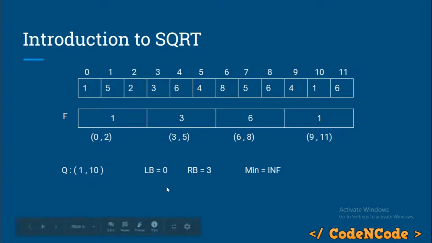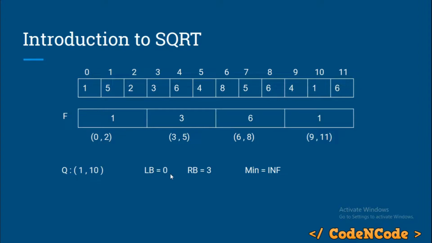But if the left block and the right block are not the same, that is, they lie in different blocks, now we can use this array. For example, we have to start from here and go all the way to the 10th index. So let's see how we can answer that. We initialize our minimum to be infinity.